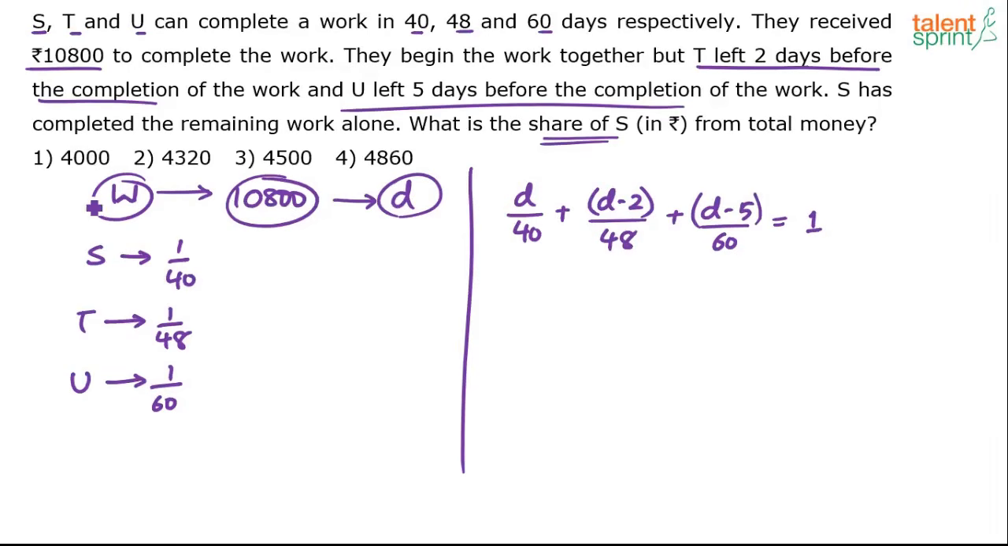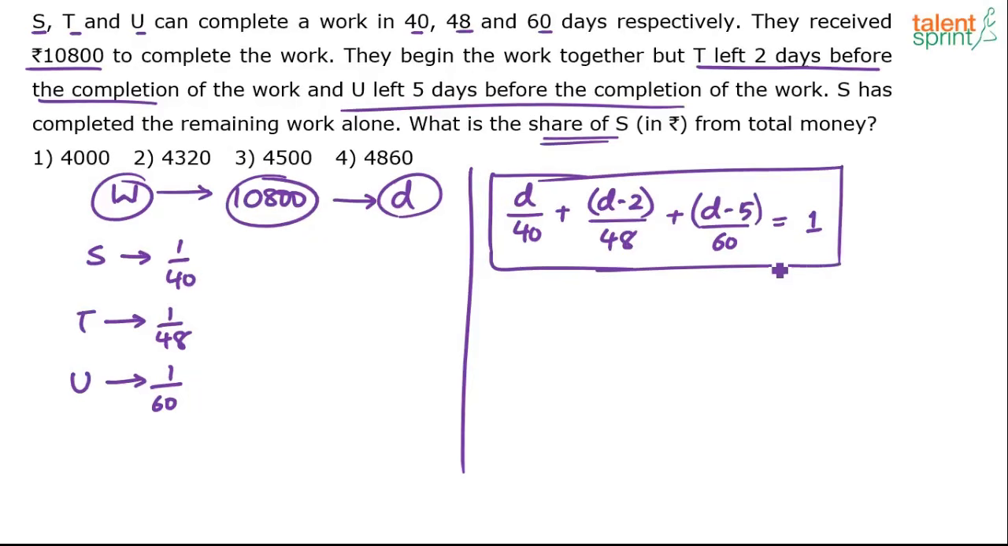This will give me the total work. Total work is 1 unit. Generally total work is taken as 1 unit, right? W is 1 unit. Solve for D. This is the most important equation. You understand? Point I'm trying to make is out of the total work of 1 unit, this was done by S, this was done by T, and this was done by U. So work done by S plus work done by T plus work done by U is equal to the total work W. That's the point.